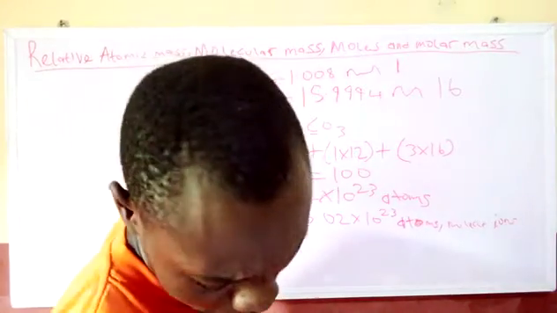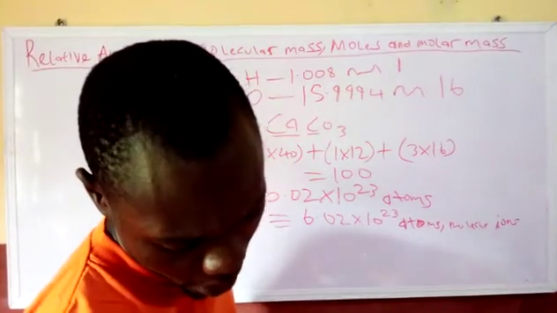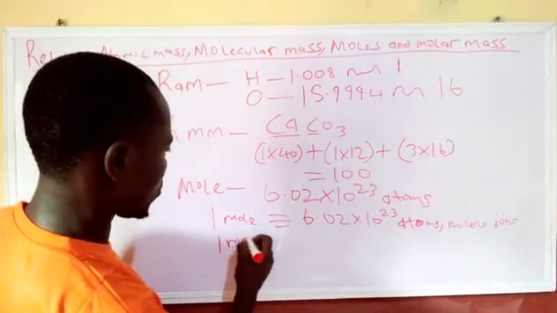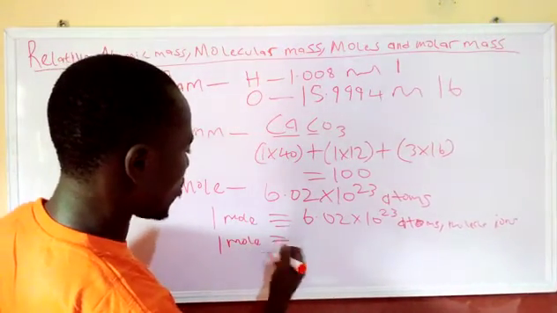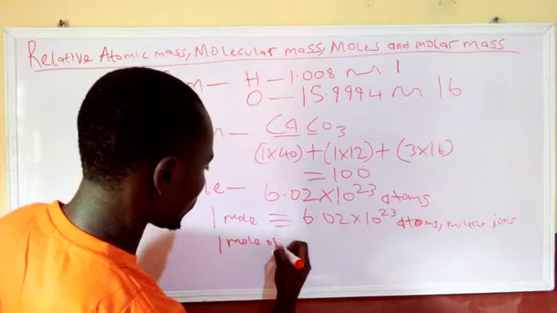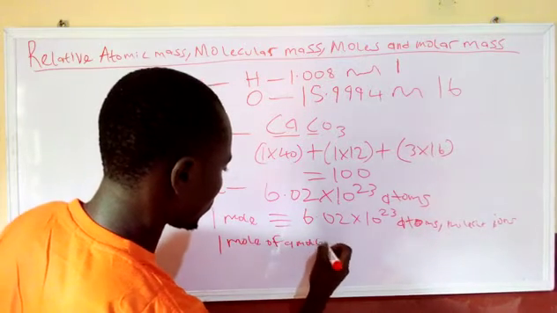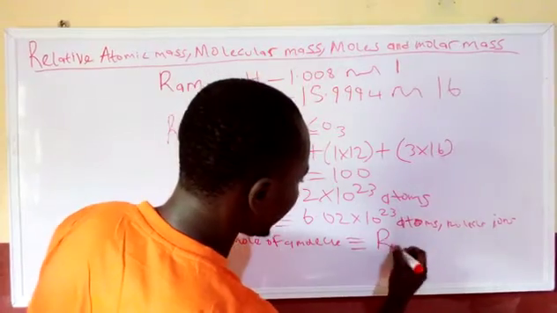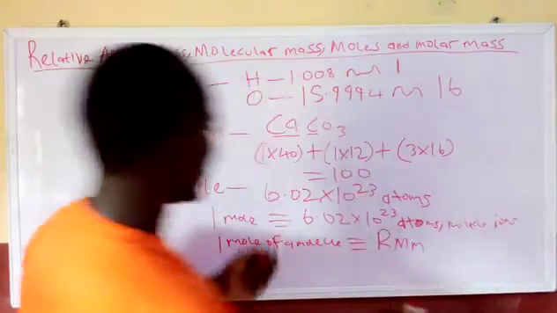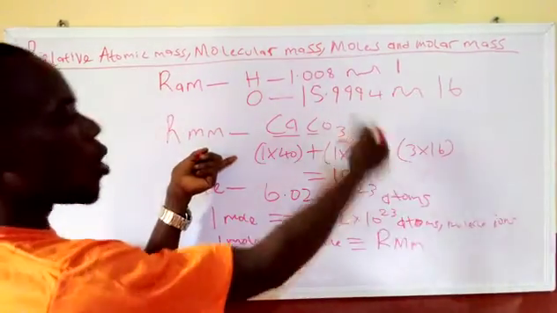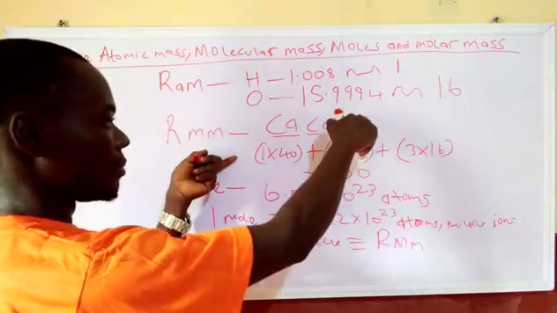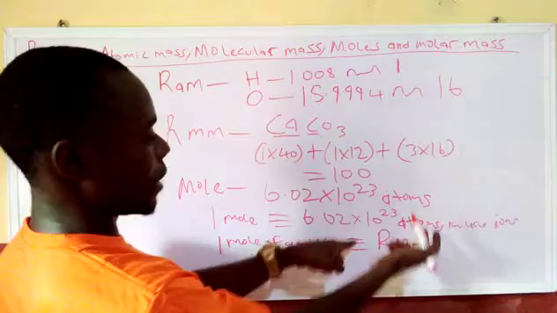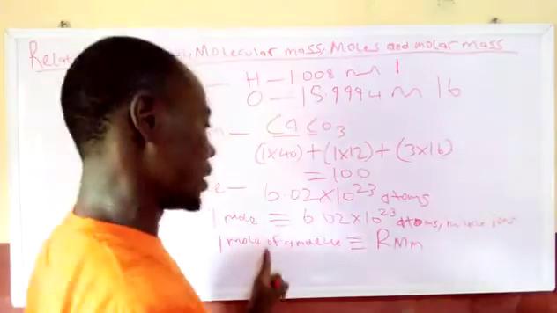The same way, 1 mole of a molecule is equivalent to the relative molecular mass. Now look at the CaCO3 we did here. So 1 mole of CaCO3 is equivalent to the 100 we have here. Are you getting it? That's the relative molecular mass. So 1 mole of a molecule is equivalent to the relative molecular mass.